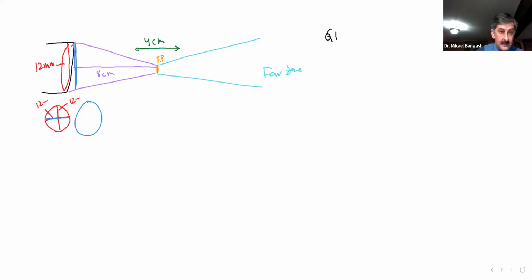Mainly, since at this point the beam hasn't converged yet, if you look at this dimension, it would have been 12 millimeters. Or if you look at this dimension, that would also have been 12 millimeters. So that is your answer, 12 millimeters. Did you guys get that?